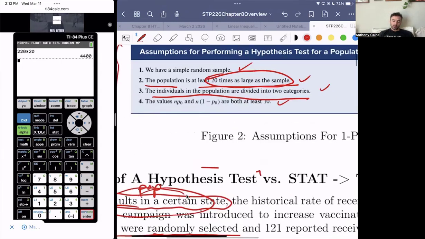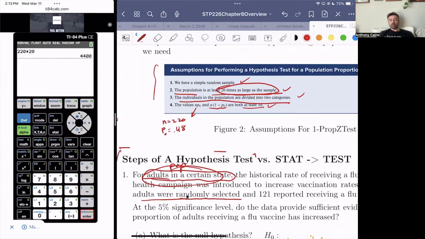Okay, and then the most mathy one. So we need this number and this number to both be at least 10. What are these numbers? Okay, well, n, that's our sample size. P0, that was our initial, our old data for the proportion, so 0.48. But look, 0.48, that's about 1/2. It's about 0.5. So if I multiply those two numbers, n times P0, what you get is about 100, right? Because it's 220 times about a half. And so yes, that is at least 10.